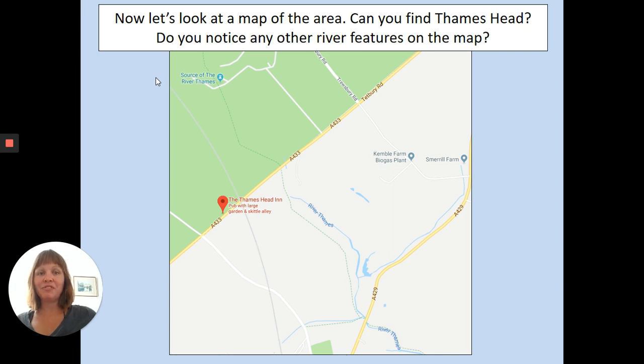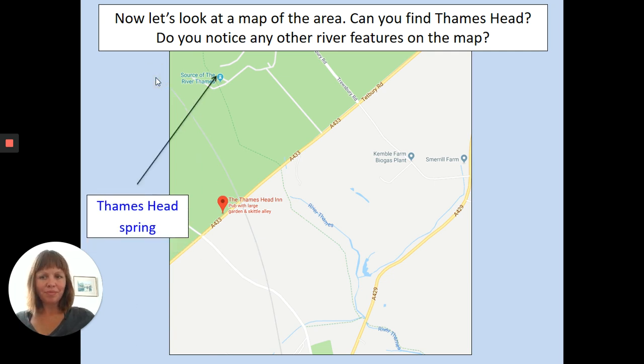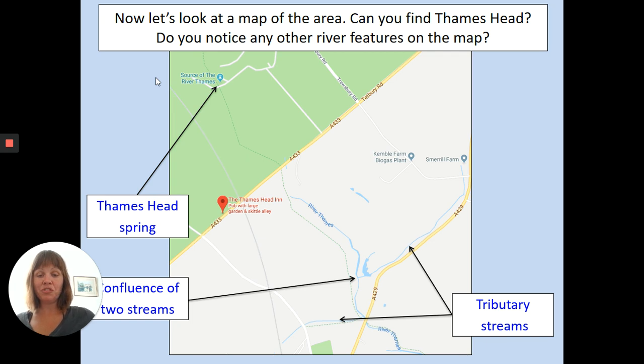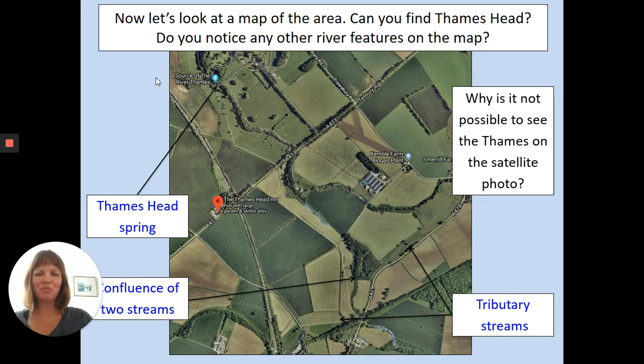Okay, so now we'll look at a map of the area, and can you find that Thames Head on this map? And do you notice any other river features on the map? Have a close look at that. So there's the Thames Head Spring, which is where we saw that photograph. And you might have also noticed that there are some other tributary streams which are joining the River Thames. So a tributary is a river or a stream joining another river. Okay, and the point where they meet is called the confluence of two streams. Okay, so try and remember those words because you will be using them in your books in a moment.